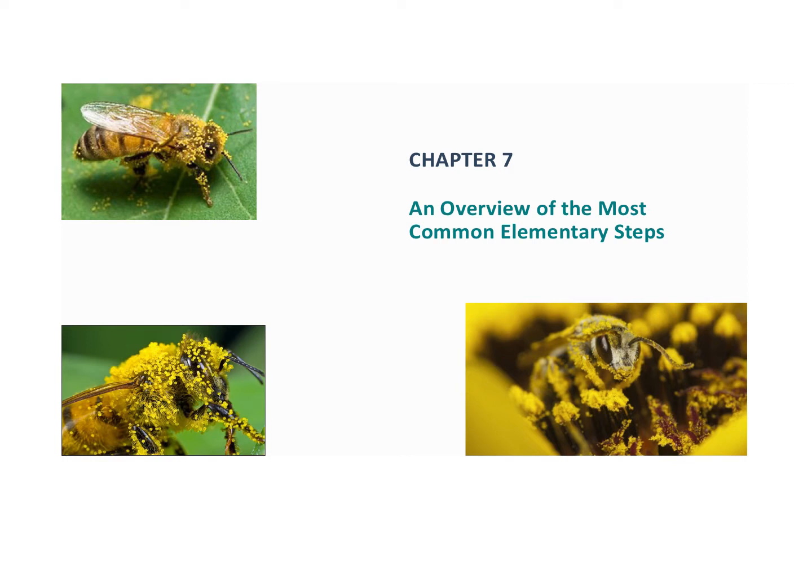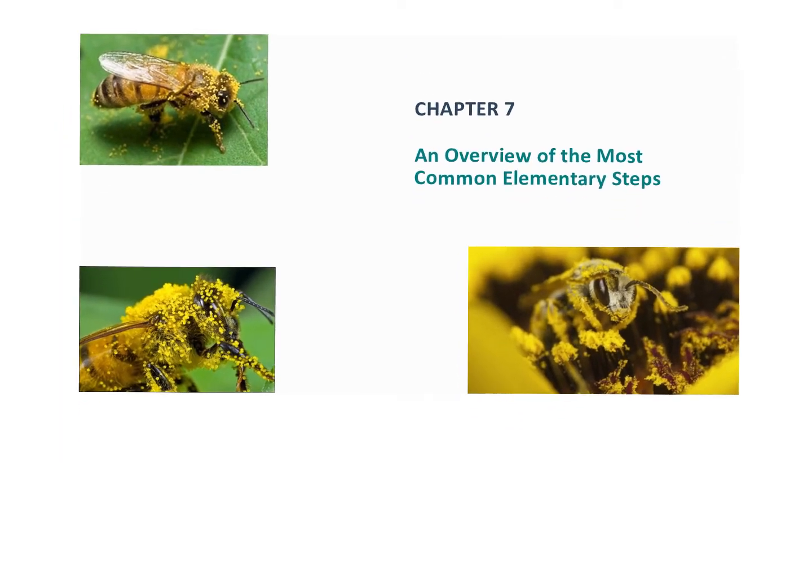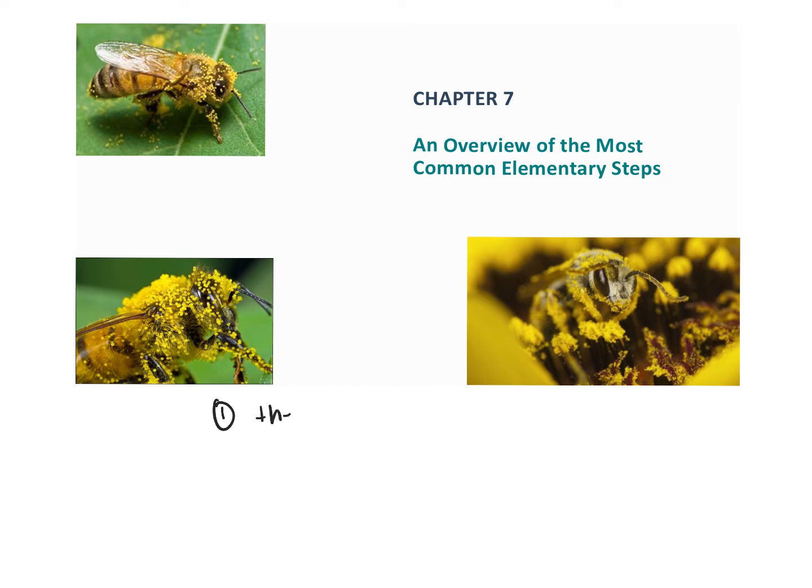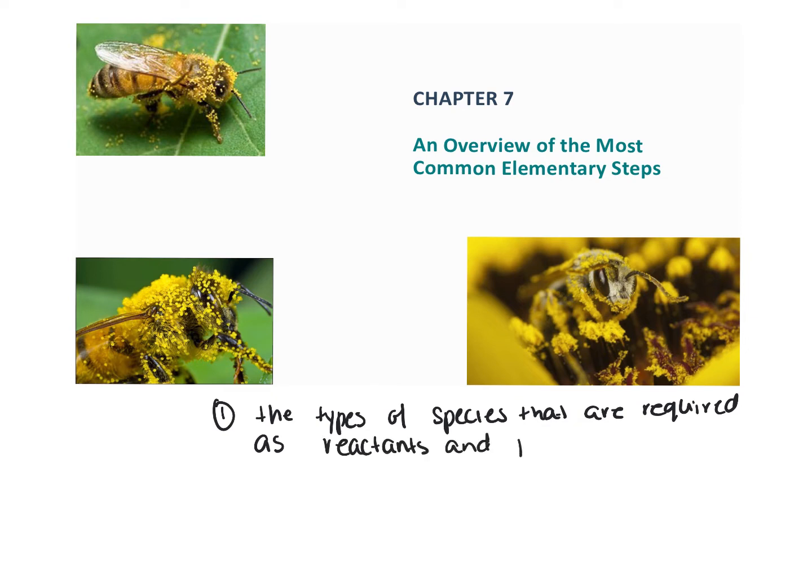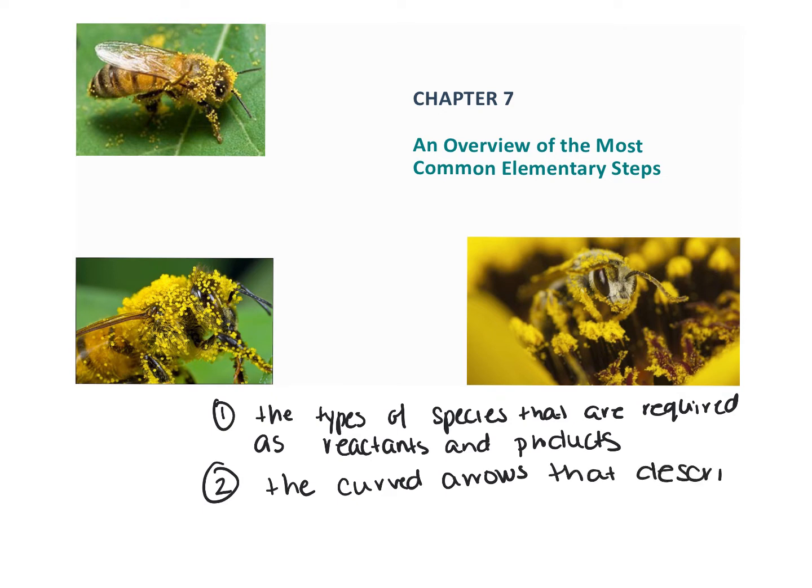For now, your goal is to learn just 3 aspects of each elementary step: 1, the types of species that are required as the reactants and products; 2, the curved arrows that describe the electron movement, which are really the bonds breaking and making; and 3, the driving force of the reactions.